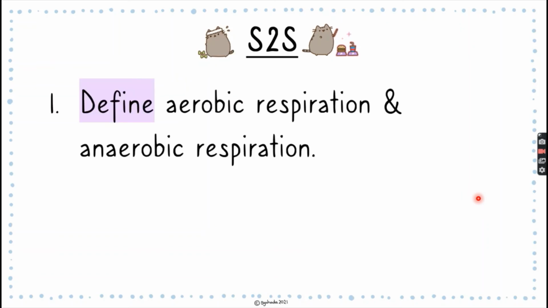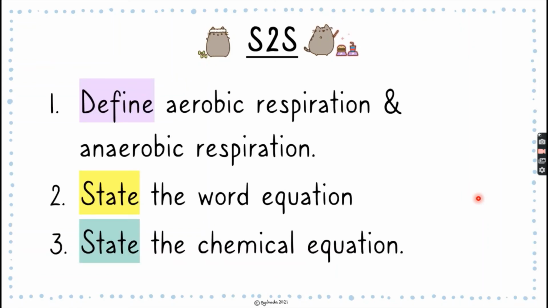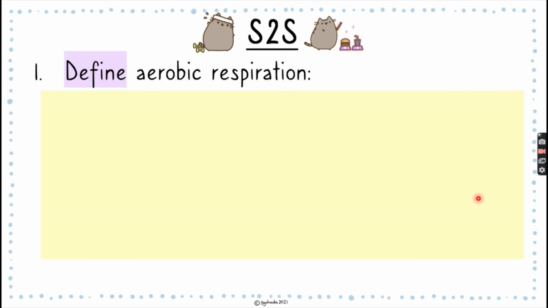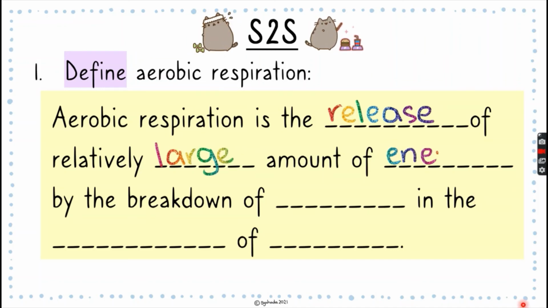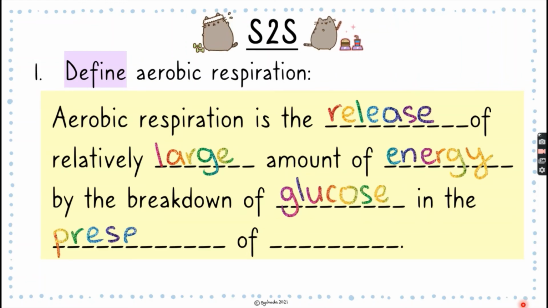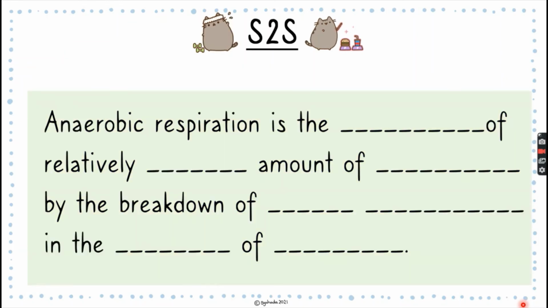So let's look at our steps to success. We only have 3 for today. Your first step to success is to define aerobic respiration. Aerobic respiration is the release, remember, we don't use the word produce, we use the word release, of a relatively large amount of energy by the breakdown of glucose, and this time it's in the presence of oxygen, aka using oxygen.